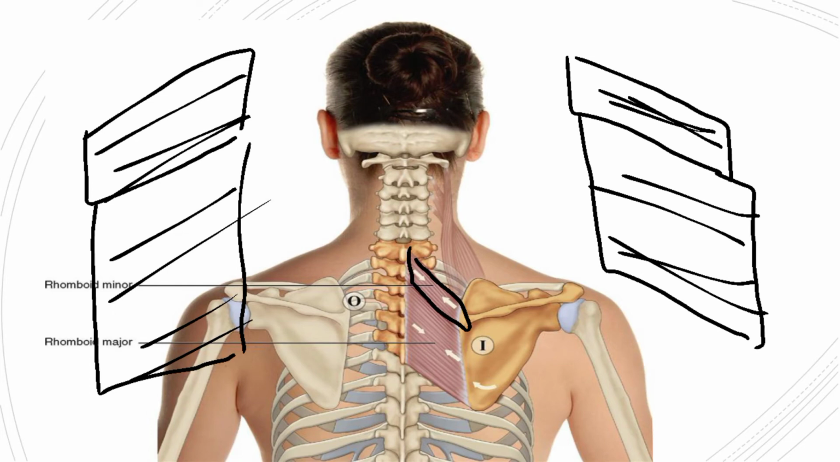So what this muscle does is to retract. It retracts the spinal cord, like it makes your back go backwards, something like that. So it retracts the back or the scapula.